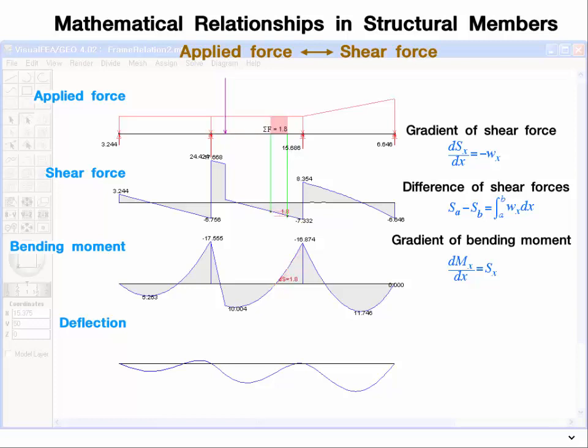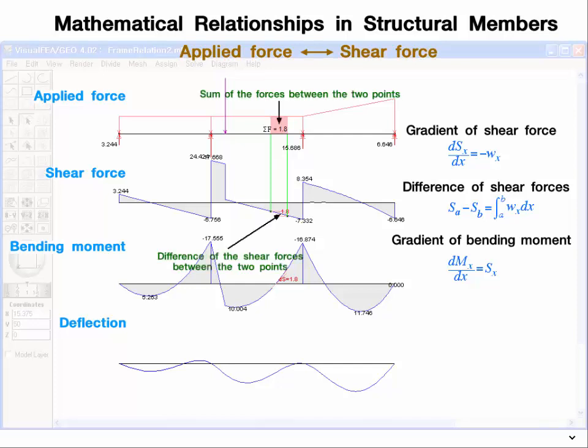If you click another point on the shear force diagram, there appears a new green line. Now, there are 2 green lines. It is indicated the difference of the shear force between the 2 green lines is equivalent to the summation of the forces between the 2 green lines. This represents the mathematical relationship between the external forces and shear forces.